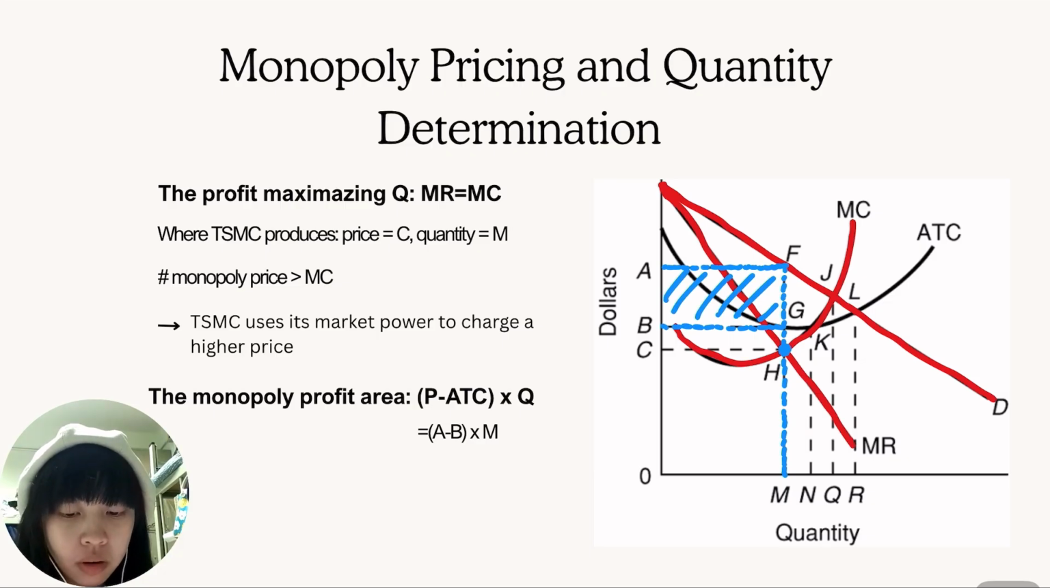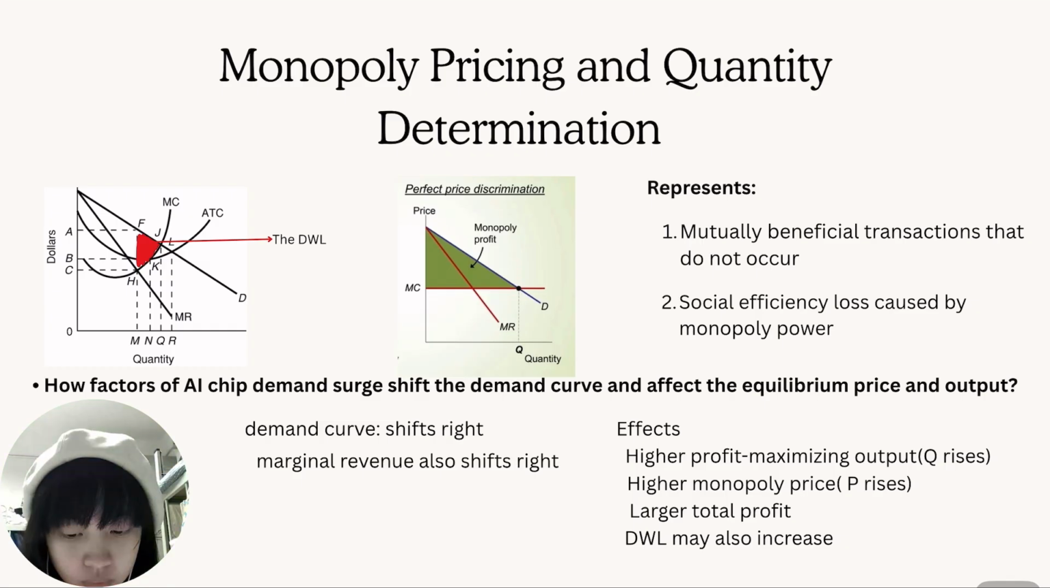At the monopoly output M, the monopoly price A is compared with the average total cost at the same quantity. If the monopoly price is above the ATC curve, the firm earns economic profit, not just accounting profit. The size of the profit equals price minus average total cost times quantity, which is A minus B times M. On the graph, this profit is represented by the blue rectangle.